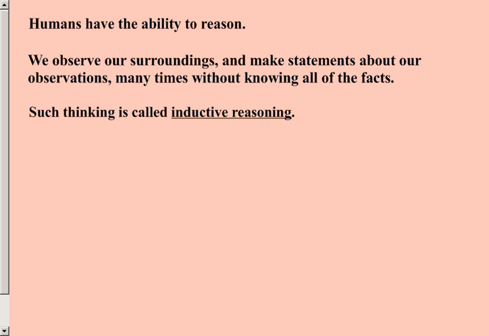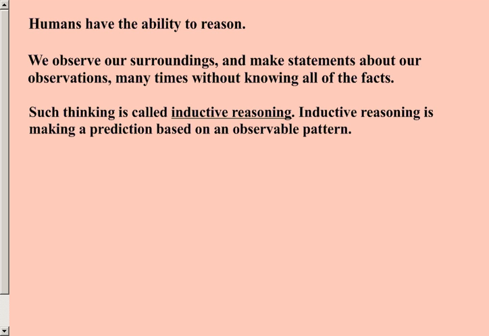Okay, but anyway, such thinking is called inductive reasoning. When you observe your surroundings, look for patterns or predictabilities about our surroundings, we make statements about the observations that we are making. And again, sometimes that means we jump to conclusions. But anyway, this process of thinking is what is referred to as inductive reasoning. We use inductive reasoning as humans on an almost constant basis moving through our day. Sometimes we're correct with our reasoning, sometimes we're incorrect, but that's how we learn. Okay? Inductive reasoning is making a prediction based upon an observable pattern.